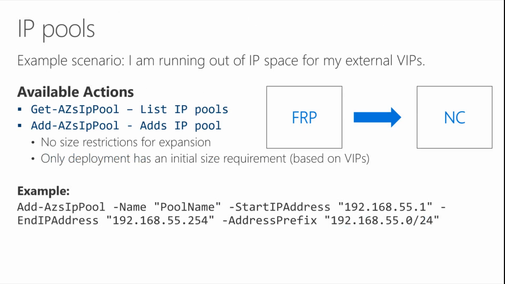IP pools. For example, I'm running out of IP space for my external VIPs. In scenarios where I've been with CSPs that have multiple Azure Stacks, this is one of those things we figured out. The first time we did it, we ran out really quickly because we just didn't have a good expectation or understanding of what was needed. So when we deployed the next one, we were able to expand that range so we'd have more IP addresses. But we can always add more after the fact.